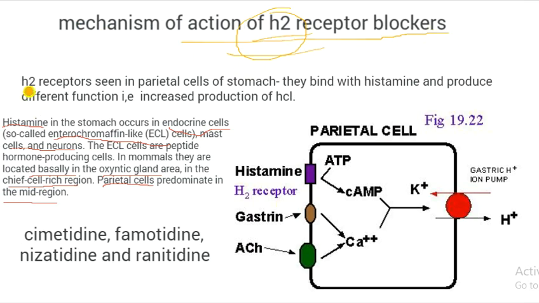Mechanism of action of H2 receptor blockers. H2 receptors are seen in parietal cells of the stomach. They bind with histamine and produce different functions, that is, increase the production of HCl. So histamine here produces HCl.